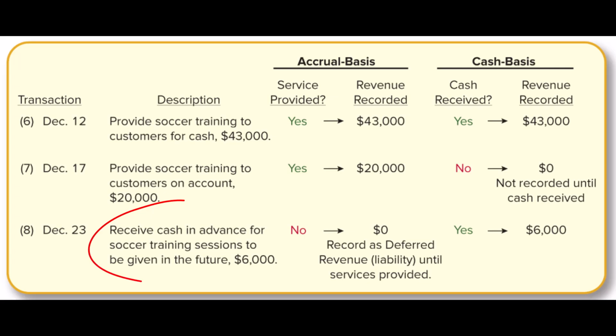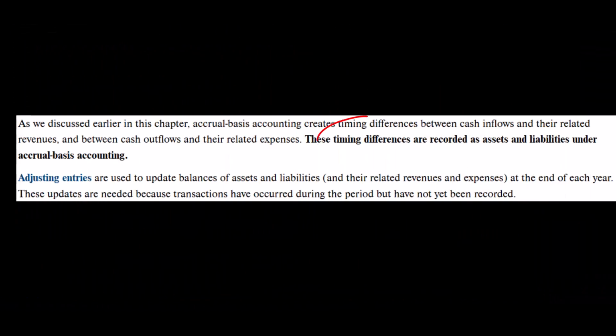Conversely, in transaction 8, when they received cash in advance, the cash basis records $6,000 in revenue, but the accrual basis records $0 in revenue, instead creating a liability called deferred revenue because the service hasn't been provided yet. These timing differences create gaps between what our account balances say and the economic reality at the end of the period. To close these gaps, we need to make adjustments.